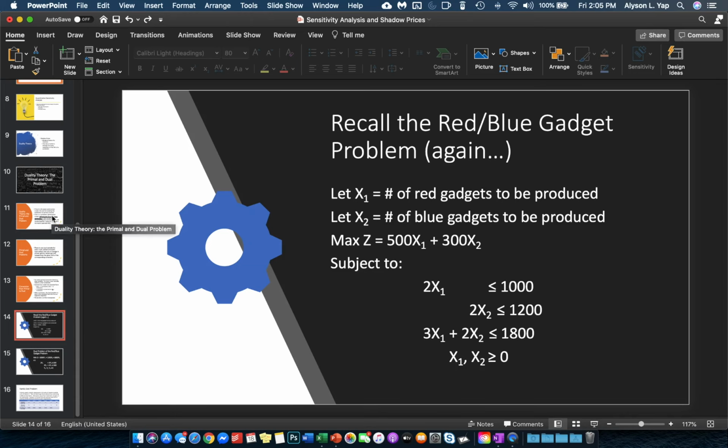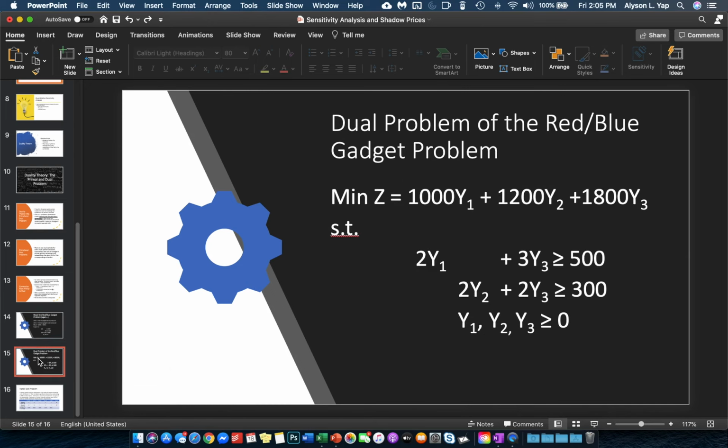Now, without explaining how we are able to get the dual problem, let me first show you what the dual problem of the red blue gadget problem looks like. Okay, as you can see, this is the dual problem of the red blue gadget problem. And what I'd like you to do is to take note of the variables. There are three variables, y1, y2, y3, and look at the coefficients that are being used.